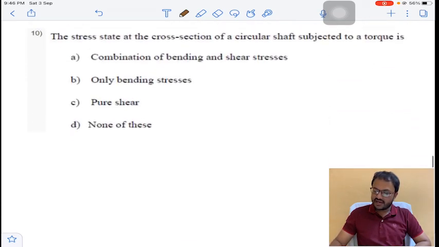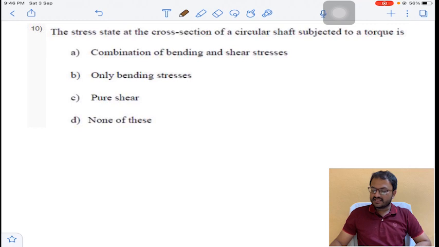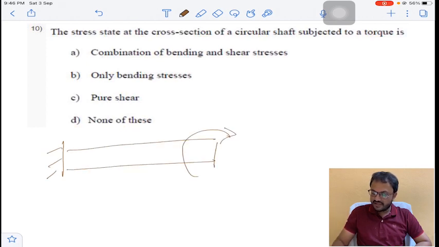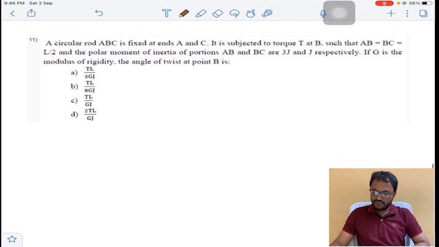Coming to question number 10, the stress state in a cross section of a circular shaft subjected to a torque. For example, I have taken a shaft of diameter D and length L subjected to a torque T. So in this case there is no bending moment, only shear stress will occur. So option C for question number 10. Coming to question number 11.